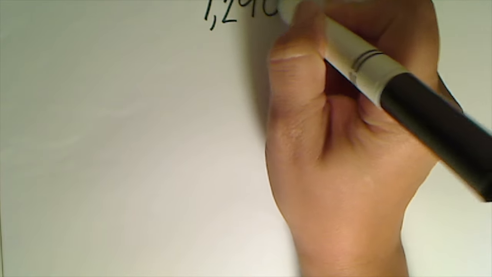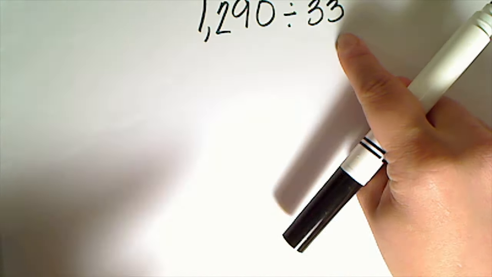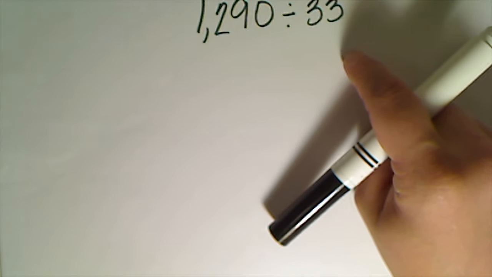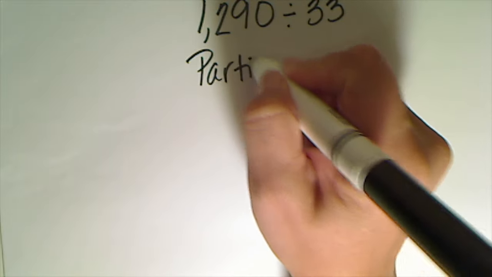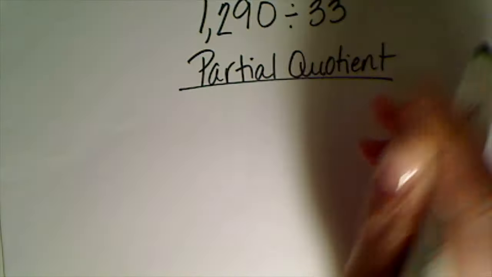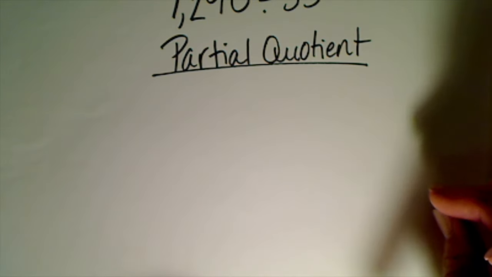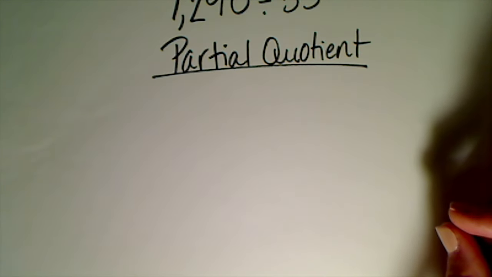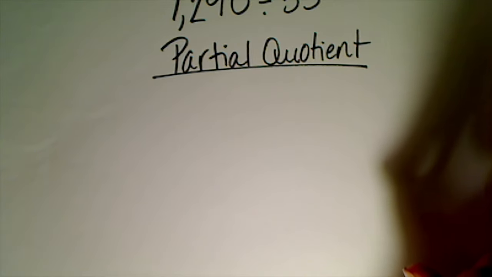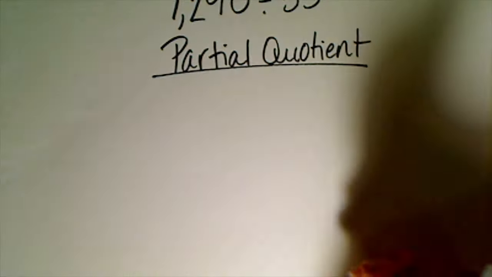1,290. We now have a 4-digit dividend divided by 33. This is now a 2-digit divisor. Okay, let's do the partial quotient first. And I want to clear something up concerning partial quotient versus standard algorithm. What I noticed in class, when some of you chose to do the partial quotient method, is that y'all were getting it confused with steps of the standard algorithm.